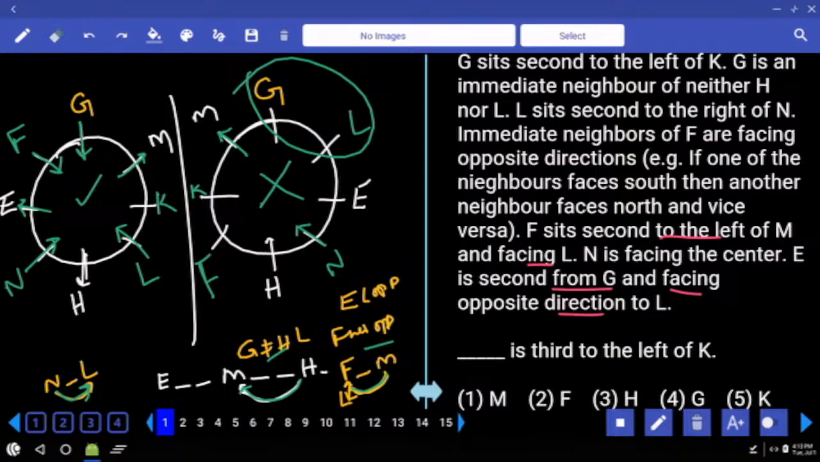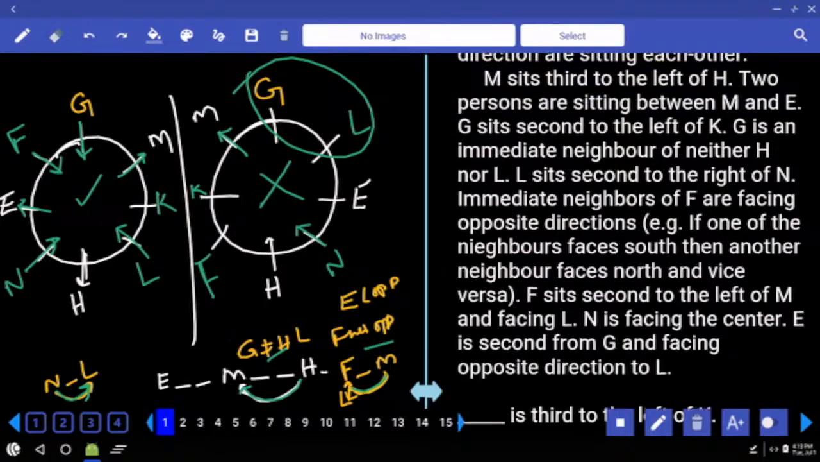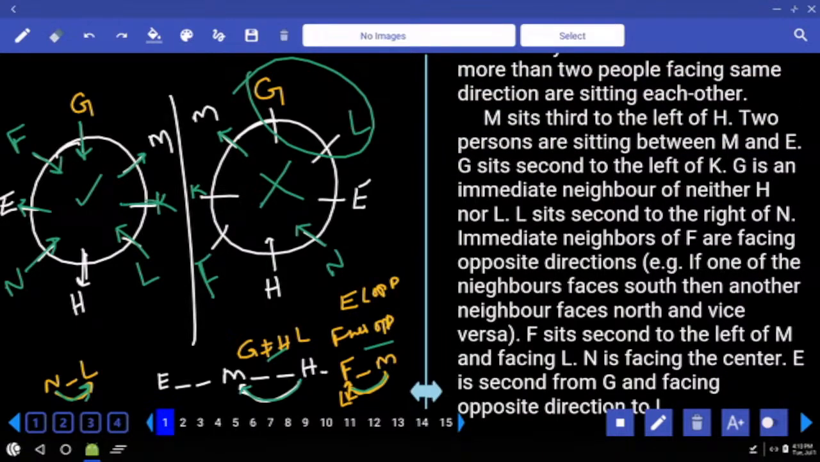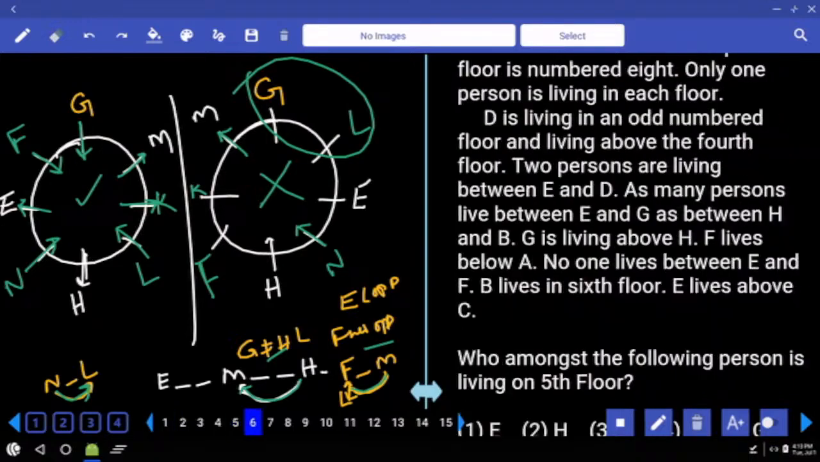K. Then what is the direction of K? Is there any information about K? Now G sits second to the left of K. G is seated second to the left of K, so K must be away from the center. This is from question numbers 1 to 5, and this is the reason we have kept this one under the second priority.